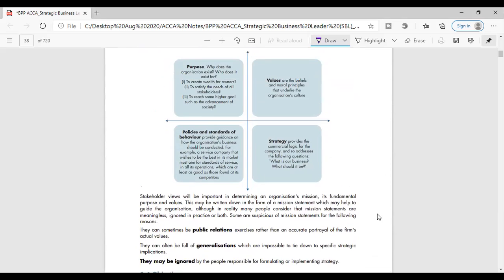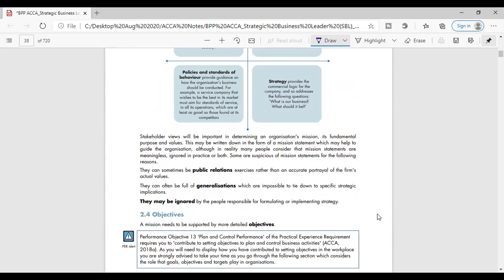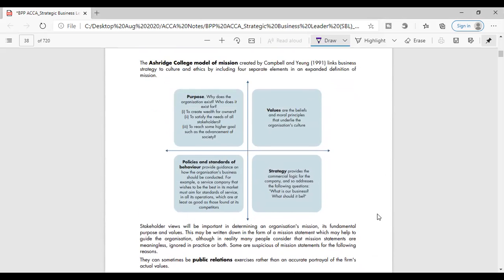to check. And if we think that any mission statement is missing one, we can highlight it. This should be a good checklist. It was created by Campbell and Young in 1991. Let's start with the strategy. It provides the commercial logic for the company and so addresses the following question: what is our business and what should it be doing? Value means ethics and principles and the culture.